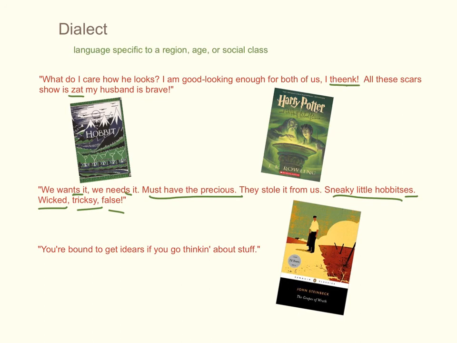So here you have a clear southern accent with, "you're bound to get ideas if you go thinking about stuff." Alright, we have ideas and thinking. Thinking is a Midwest type thing. People in Indiana tend to leave G's off of words, and you'll find that in most of the Midwest. And then ideas tells us that we're a little bit more south than where we live right now. So that's the kind of stuff we're talking about when we're talking about dialect.